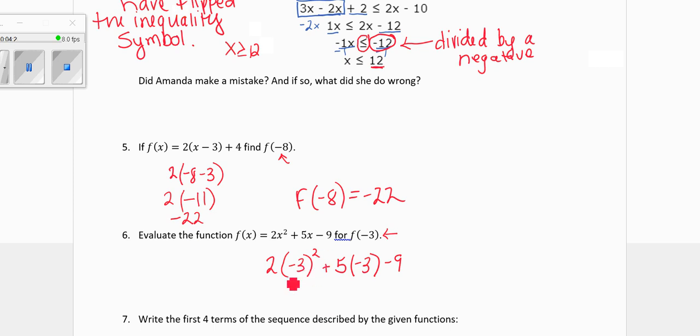So I have to do my exponents before I multiply, because that's order of operations. So negative 3 squared is positive 9. So I have 2 times 9 plus 5 times negative 3, which is negative 15, minus 9. So 2 times 9 is 18. Negative 9 times negative 15 is 135.